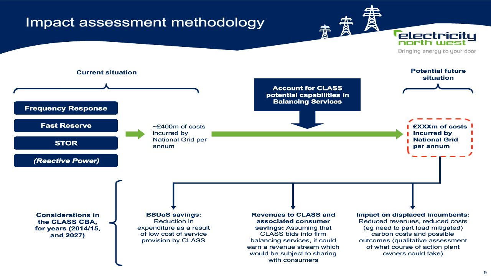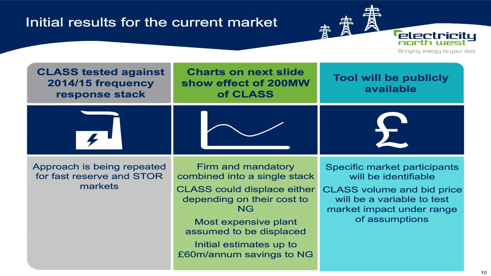And then the saving in costs we're going to discuss in terms of pure savings, revenues to the Class provision itself, and the sharing of that with consumers. And then we're going to cover off the impact on displaced incumbents in terms of lost revenues and what that might mean for those incumbent strategies. So Chris, my colleague, will now discuss the initial results from this quantitative analysis in a bit more detail. Thank you, Tom.